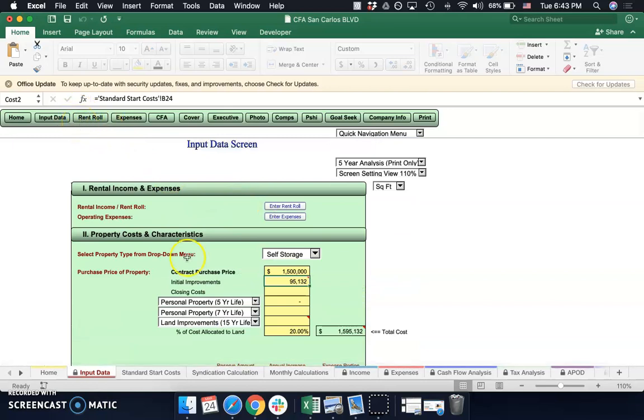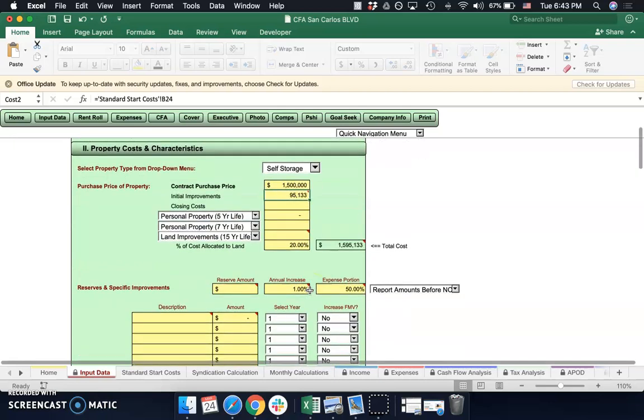So the first place I always like to start is the purchase price. On this property, I'm looking at buying it for $1.5 million, and I have some improvements that I think are going to cost me $95,000.